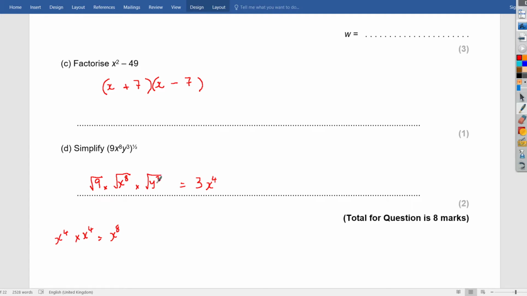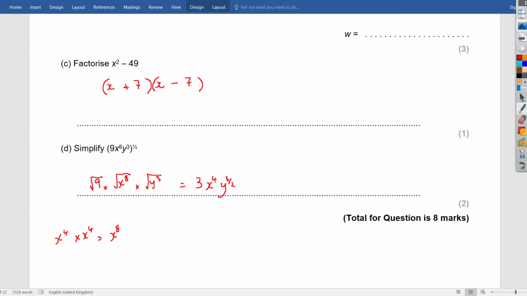And for the same reason here, when we square root y cubed, we half the power, which is 3 over 2, or 1.5, but let's leave it as a fraction, a better form to put it in. So that will be y to the power 3 over 2, and that is your final answer. 2 marks.